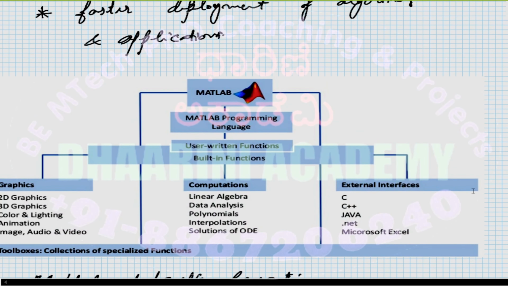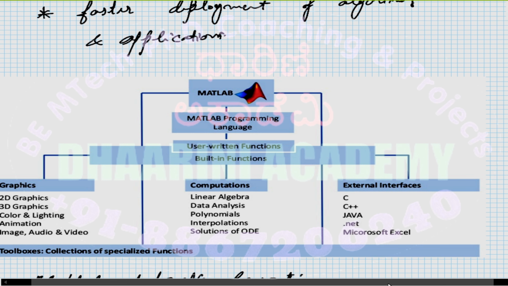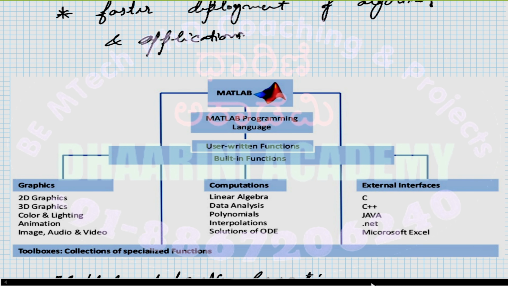Now let's look at the basic structure of MATLAB in the form of a block diagram. We can see here the MATLAB on the top is denoted by its beautiful symbol over here. This represents the whole MATLAB, whatever MATLAB can do. Now, basically, we can write the program, so the MATLAB programming language lies below that. And we have the user written functions and the built-in functions. These are common for each and every language.